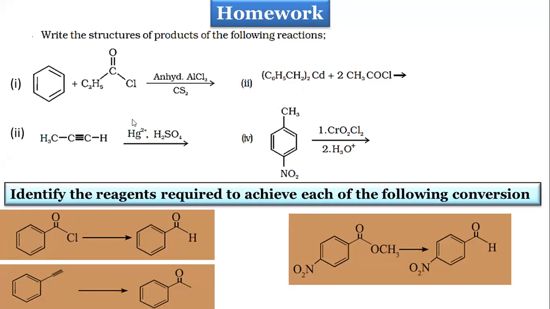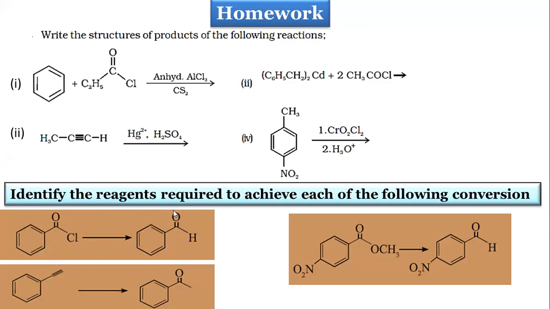So these are very nice questions I have taken from different books. Yes, this is CrO2Cl2, H3O+. By using the reagent, you can also identify the reactions. CrO2Cl2 means this is the very famous Etard reaction. Oxidation of toluene takes place, giving a chromium complex, and after hydrolysis of this chromium complex, we get aldehydes.